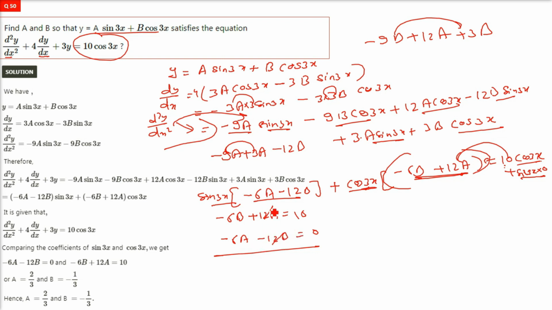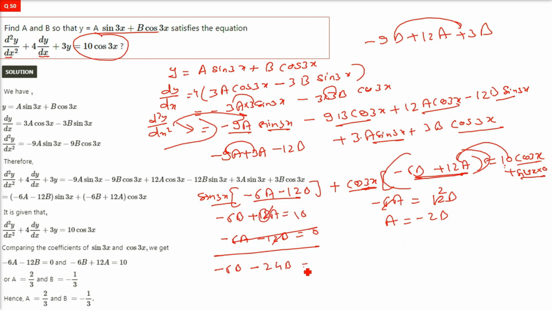I am just writing minus 6a equals plus 12b. So minus 6a is 12b. That means we have 6 to the 12. So minus a is 2b, so a will be minus 2b. Second equation is what? Minus 6b plus 12a equals 10.